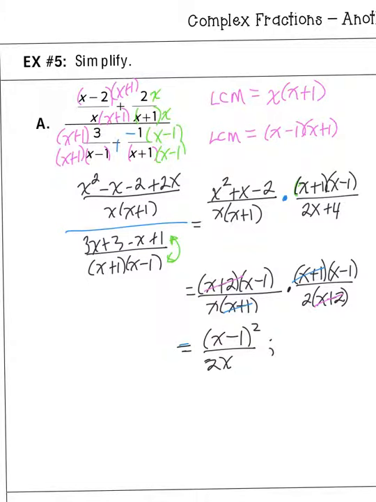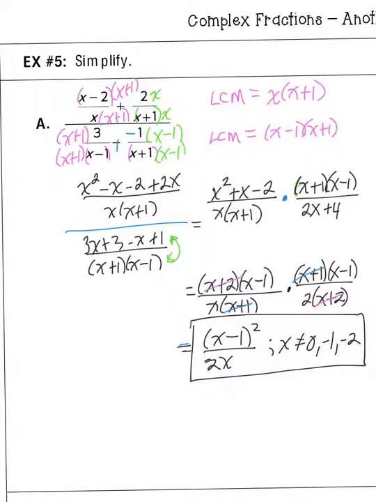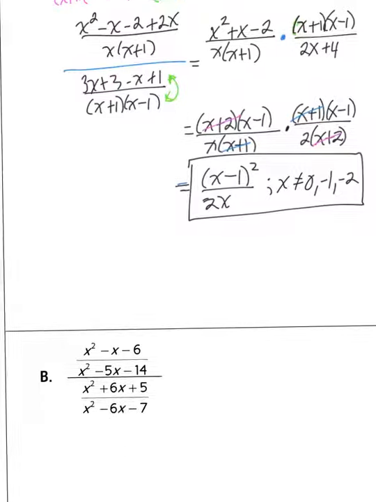And then my restrictions, x cannot equal. So if you look at your fully factored multiplication, x cannot be 0, -1, this won't cause a 0, and -2. So 0, -1, and -2. Done. Now you pause the video and try B on your own.